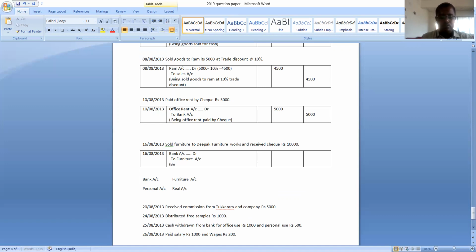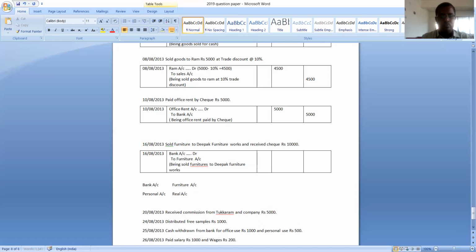What is the narration? Narration is being sold furniture to Deepak Furniture Works and received check.